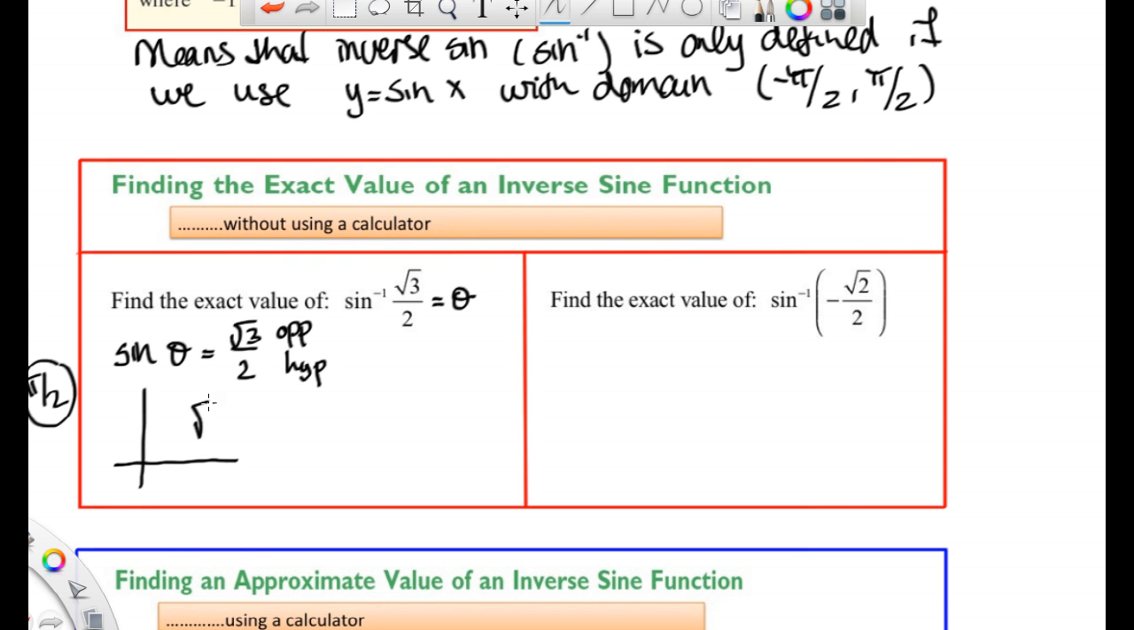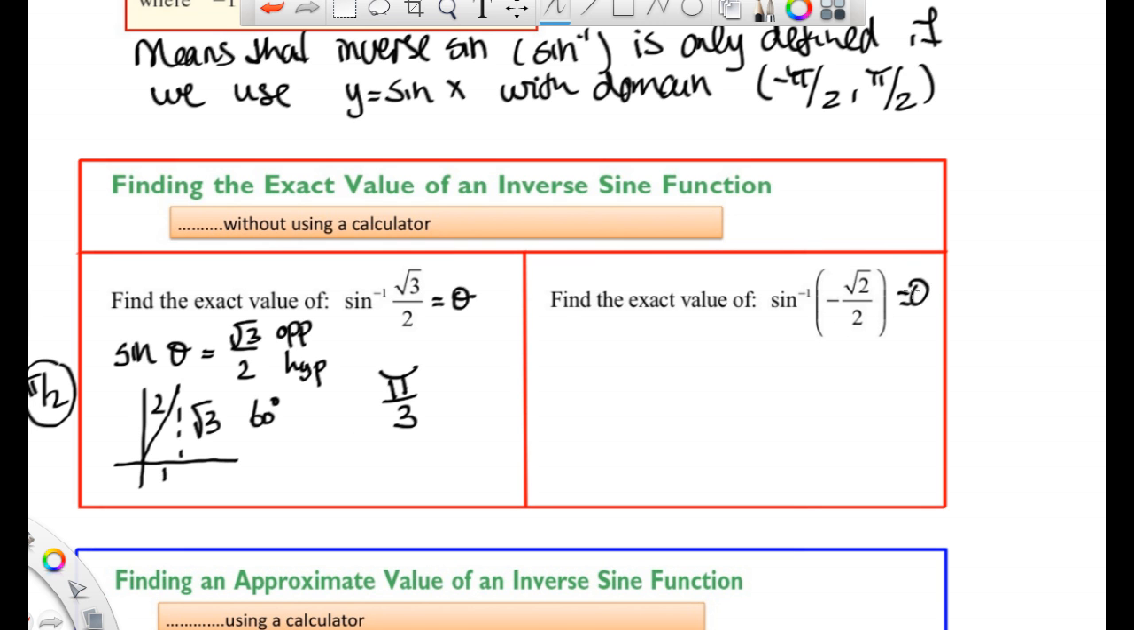So the opposite side is the square root of 3, and this is the 2. That means I have this triangle, obviously that's 1. So the angle that I'm looking at is a 60-degree angle, and that would be the answer. The answer here is pi over 3. The same thing sort of over here.